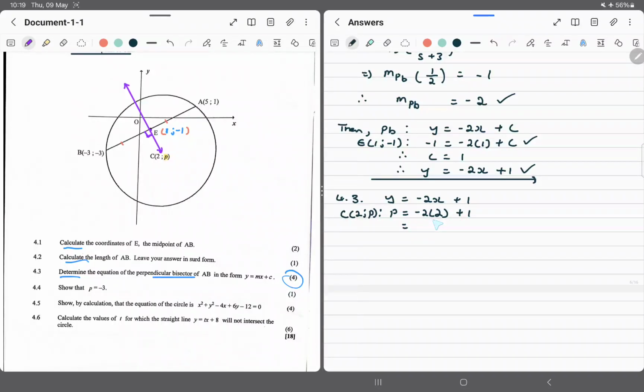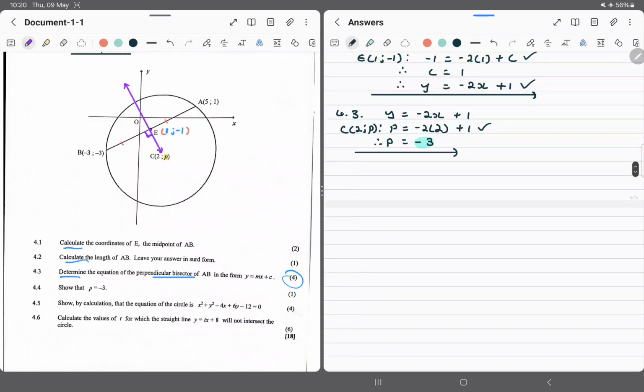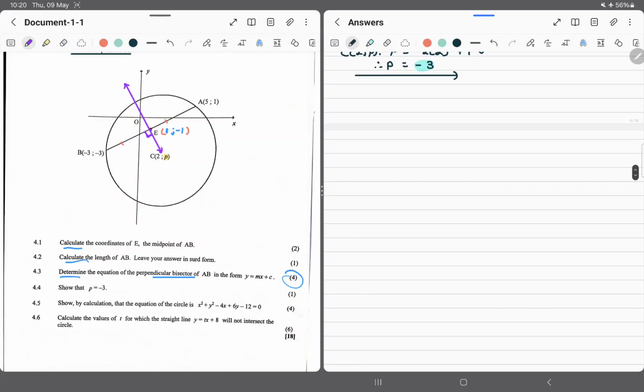So this is now -4 plus 1, which is going to be -3. And that's exactly how that is. So essentially here, the mark is on the substitutions. The answer was already volunteered, so it's not a big deal. Right, all right. So this was a good question, as short as it was.